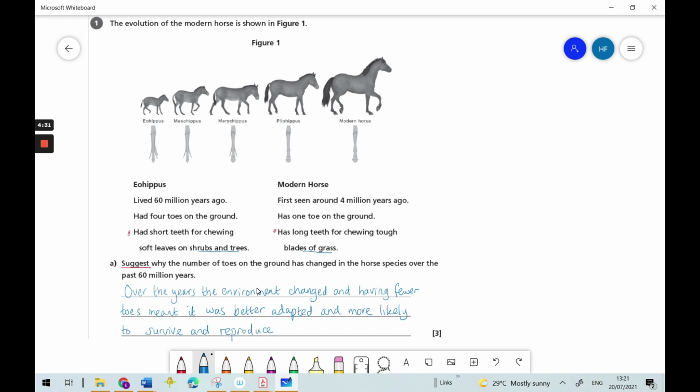Now there's likely to be 1 mark here for noting that the environment changed. 2nd mark for saying that having fewer toes meant it was better adapted, and then the final mark for linking that to the fact that therefore it's more likely to survive and reproduce and then pass on those genes to the future offspring. And that's your 3 marks.